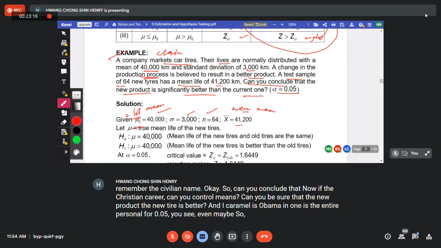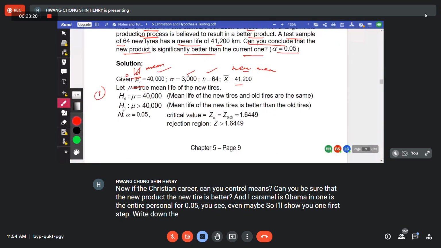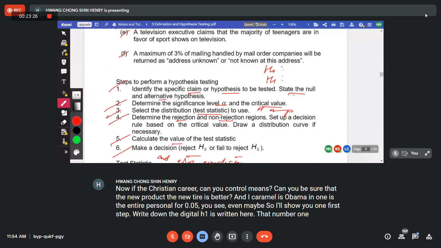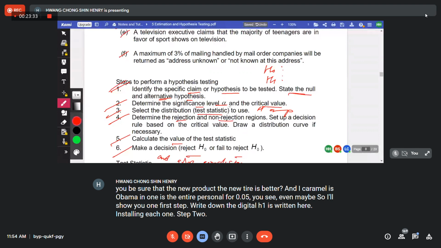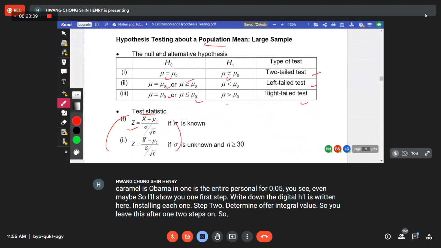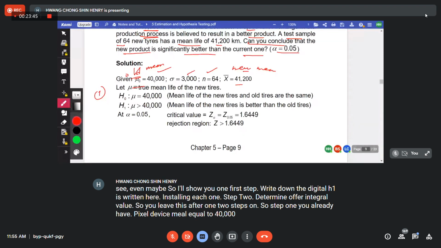So I show you one, everyone. First step, write down the H0 and H1. Step number 1, state the H0 and H1. Step 2, determine the alpha and the critical value. So you read this step 1 to step 6. So step 1, you already have the H0. You write that mu equals 40,000. This is what it claims.